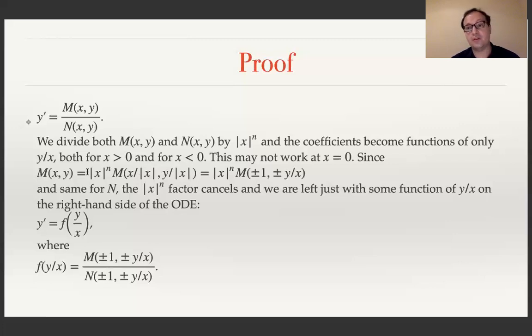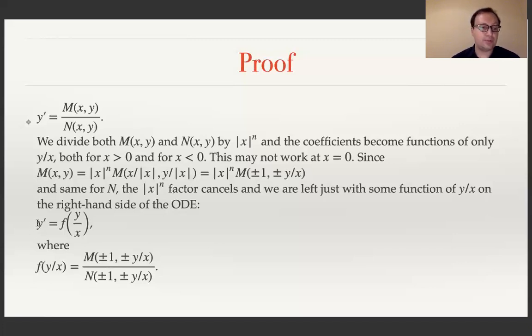So here, absolute value of x plays the part of t in the definition of a homogeneous function. And then x over absolute value of x is plus or minus 1, according to whether x is positive or negative. And y over absolute value of x is also always plus or minus y over x, because absolute value of x is plus or minus x, according to whether x is positive or negative. So we can do the same for capital N, which is again a homogeneous function of x and y, and then I get a factor of absolute value of x to the n, both in the denominator and in the numerator, and it cancels.